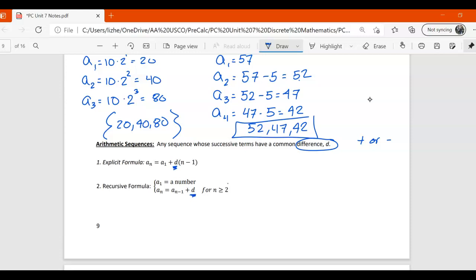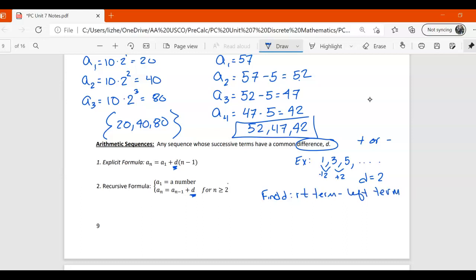Let's just do a little example here. Let's say I have this sequence of 1, 3, 5. You can just see you're adding 2 each time, right? Add 2. So we would say then D is 2. But to find D, what you want to do is the right term minus the left term.